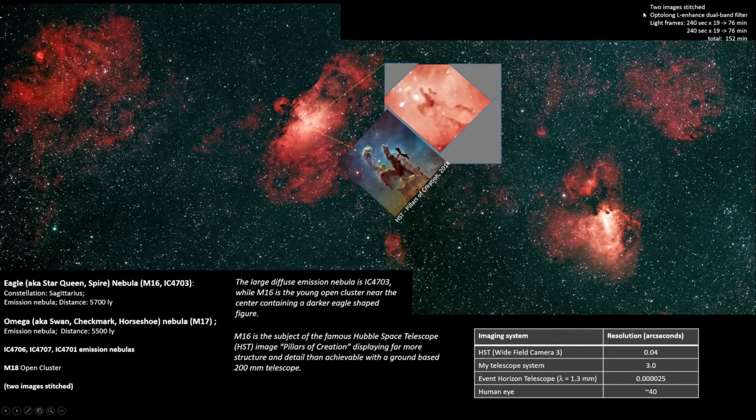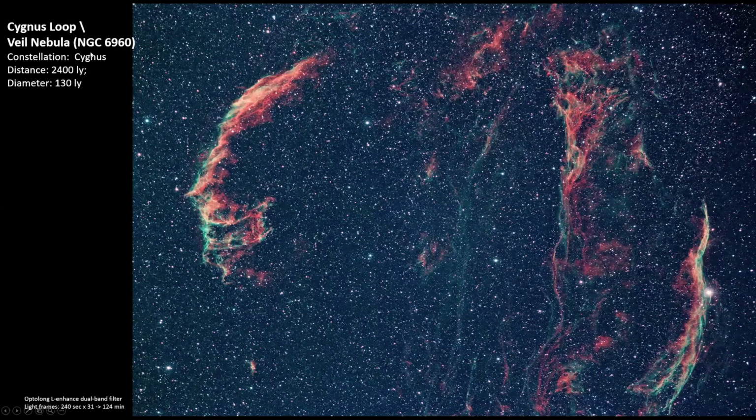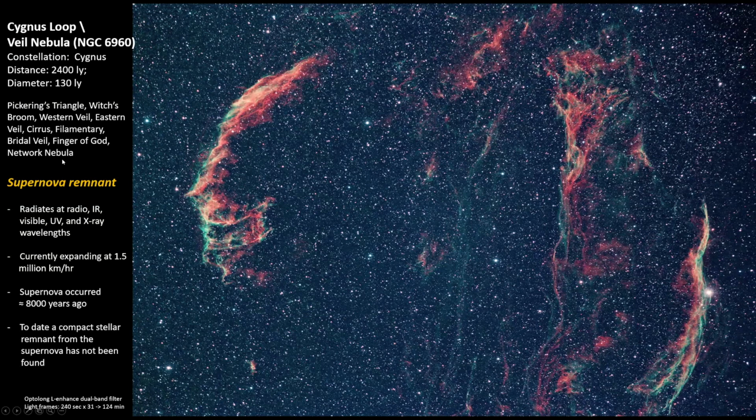Okay, I will talk a little bit more. I did this image using the Optolong L-eNhance dual band filter to enhance the H alpha emission, and I'll show a little bit more on that on the image of the Veil Nebula, which is right here. So this is an image of the Cygnus Loop, including the Veil Nebula. The Veil Nebula is a supernova remnant, so it's one of those other different types of nebula that is formed from the expanding cloud of gas from a supernova explosion.